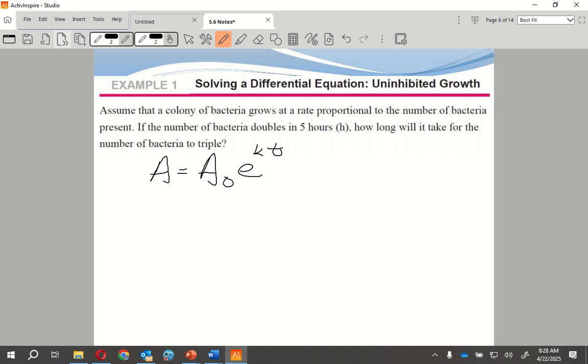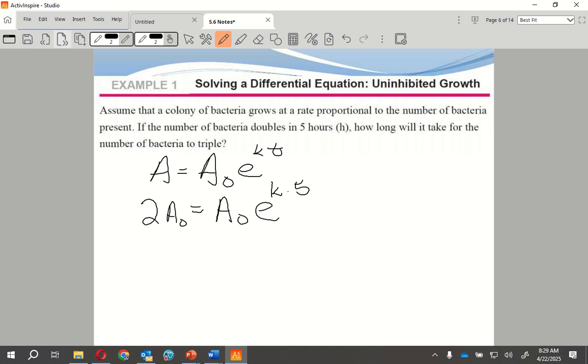So the first thing we're always going to find is my rate. I could use my initial condition that they give me to find my rate. Whatever my initial amount, how much is going to be there in 5 hours? Double. So it would be 2A sub naught is equal to A sub naught e^(k times) 5 hours. There we go.